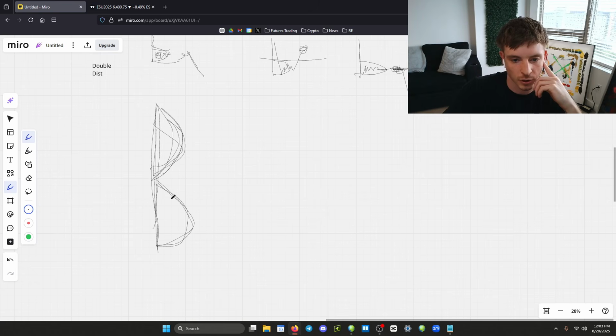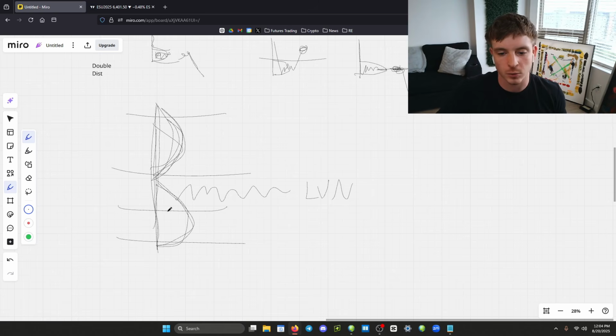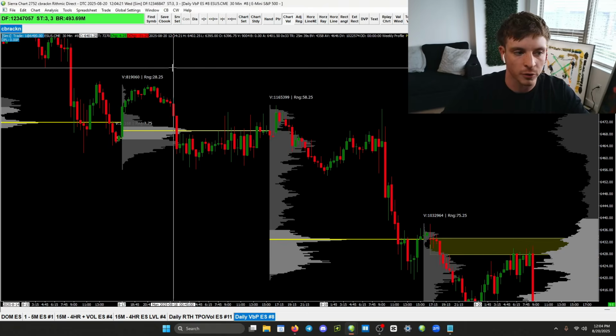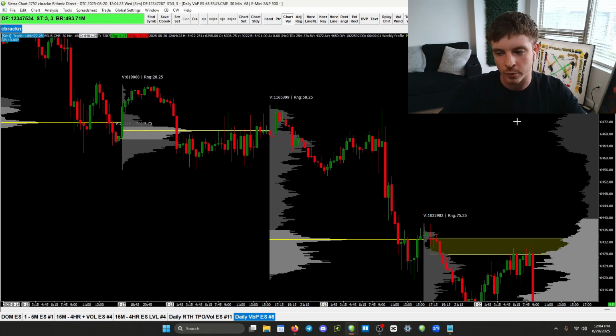Yeah, you guys can use your own imagination for what these look like, but this is what a double distribution is. So a double distribution is two areas of fair value separated by an area of low volume. So this is what a double distribution looks like. Let me go over once again how I personally use volume profiles.